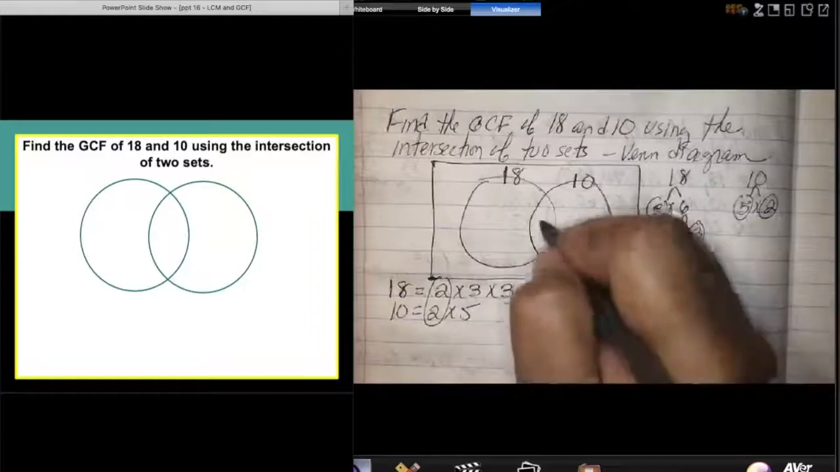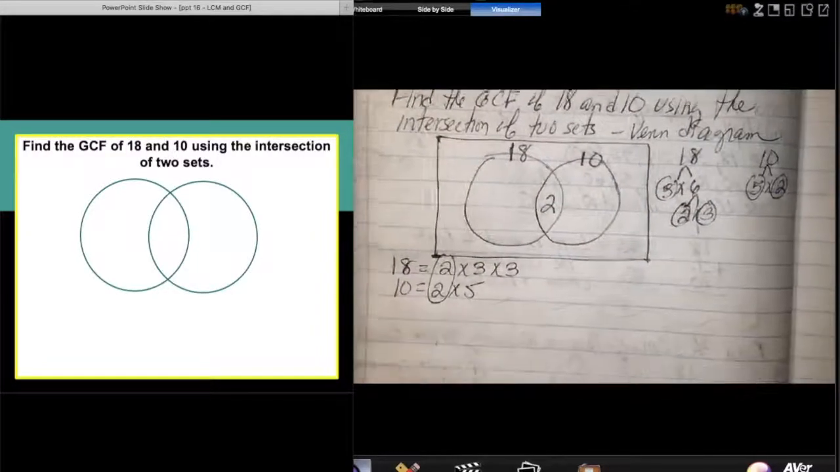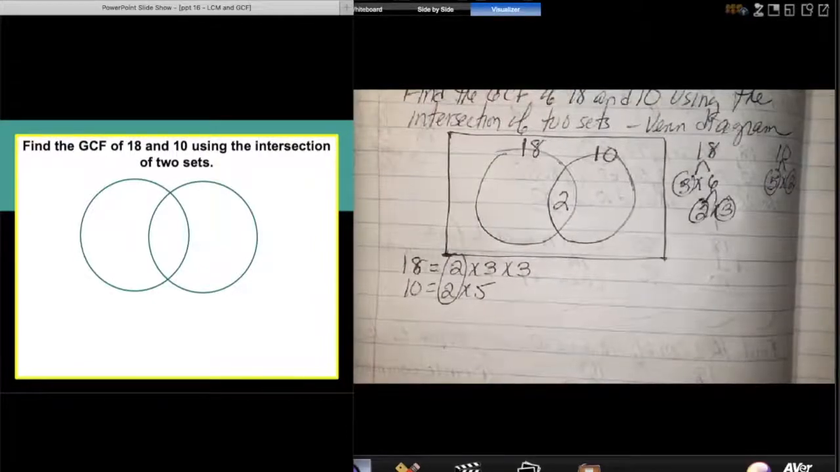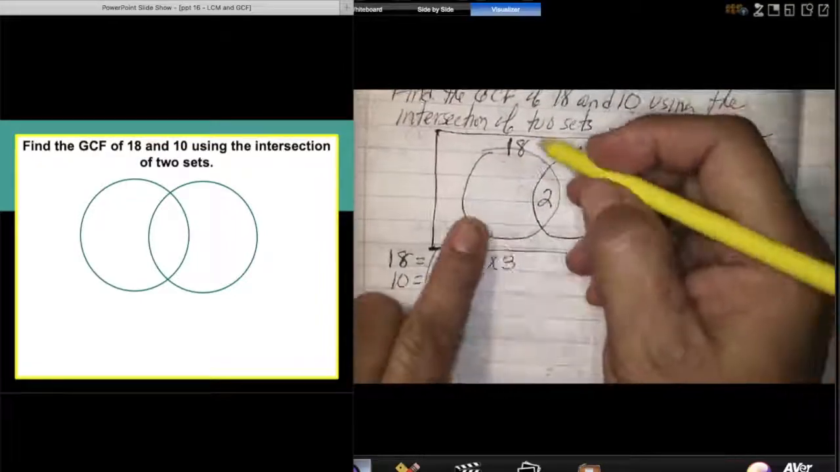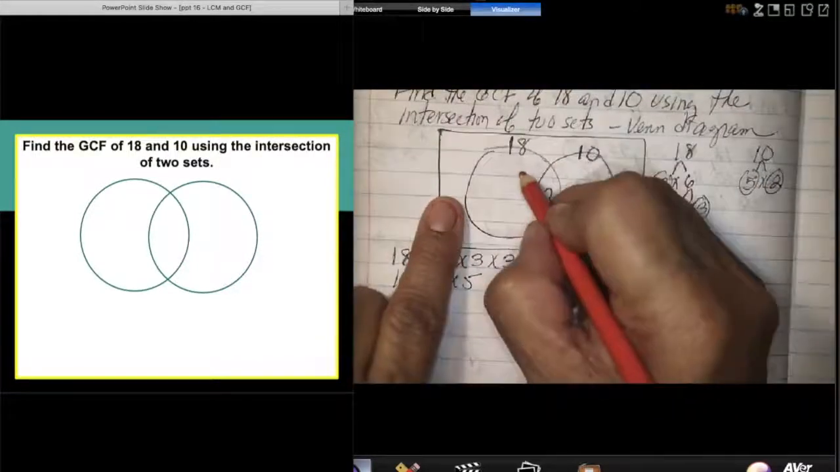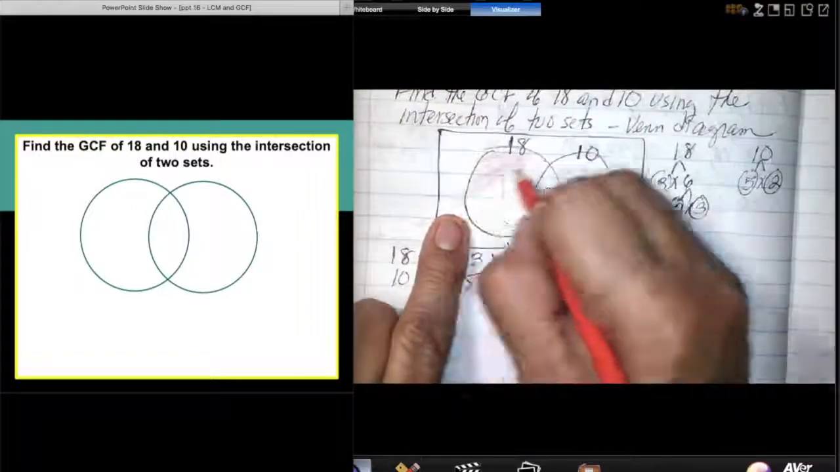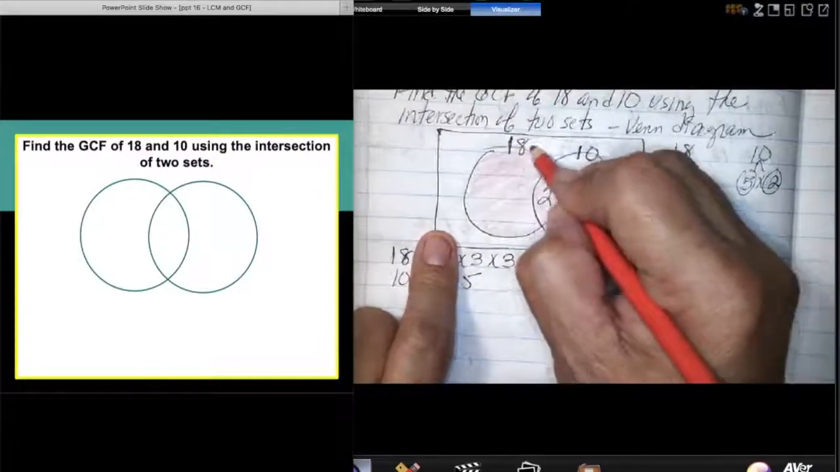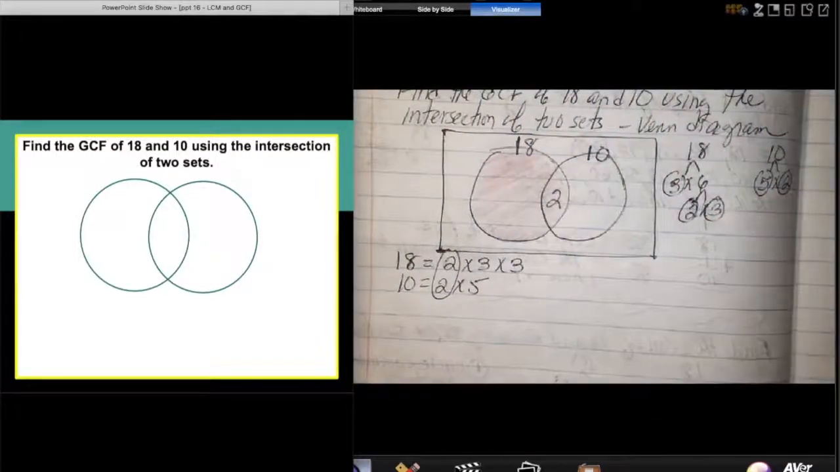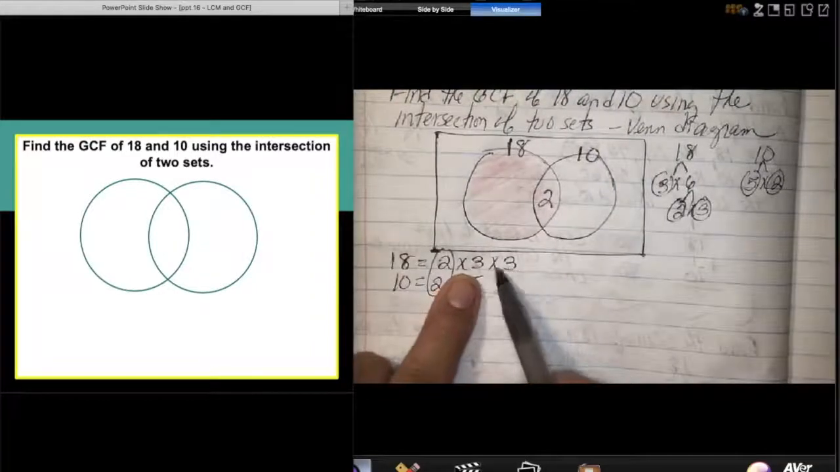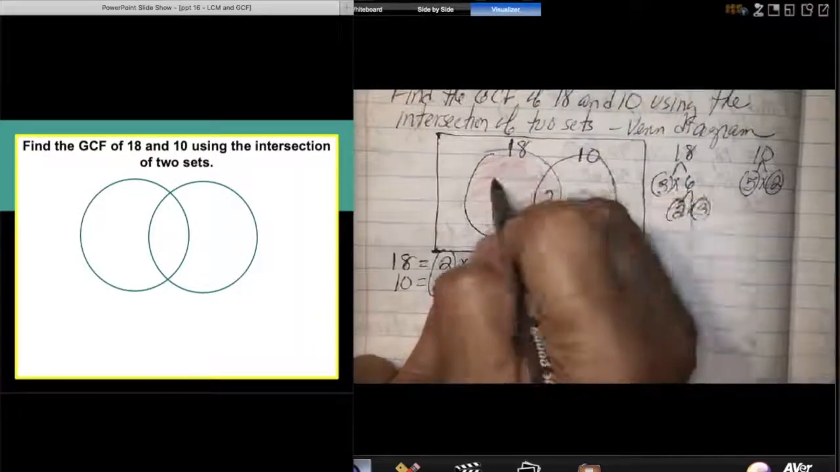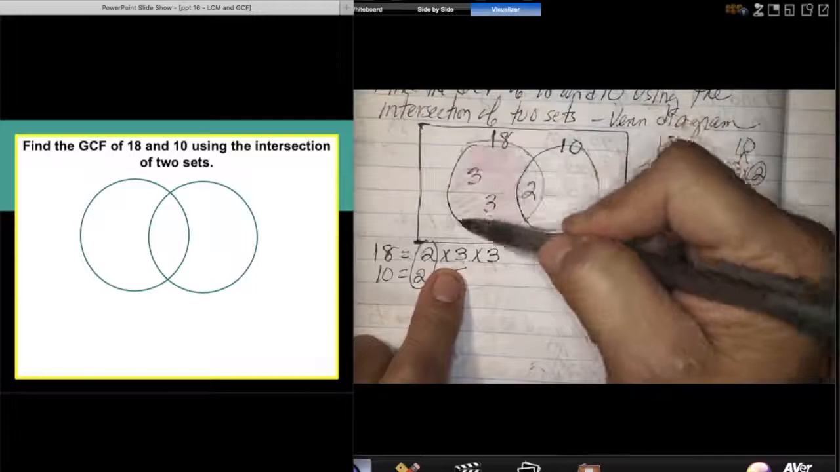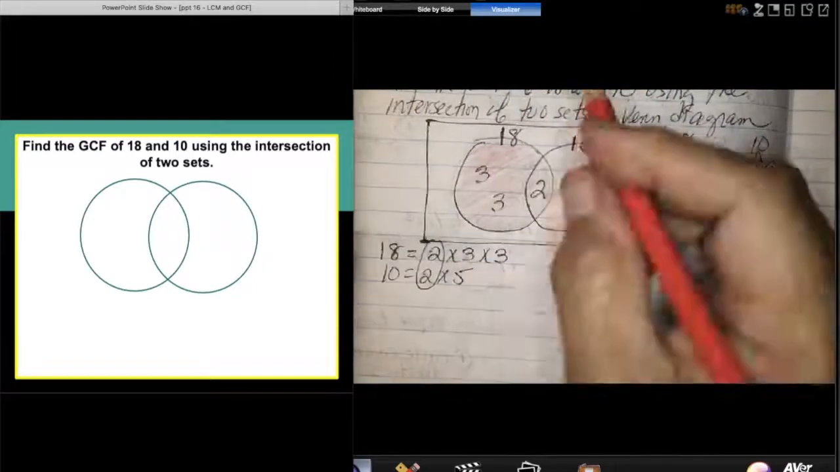Anything that's common to both will go in the intersecting region in the center, where the two circles intersect. Now, let's look at the 18. Let's look at the circle that contains the 18. I'm going to very lightly shade that so you could see. This whole circle is the 18. So I need to include the other two factors, but not in the center, anywhere in the region where the 18 is. So this whole circle is 2 times 3 times 3.